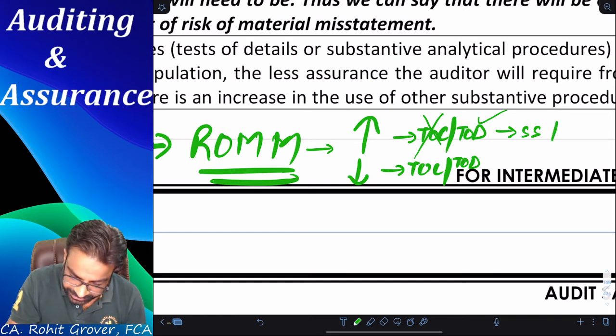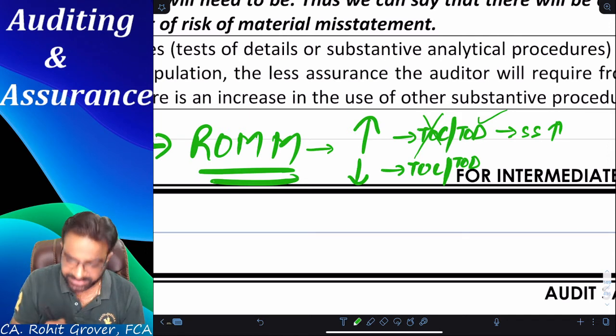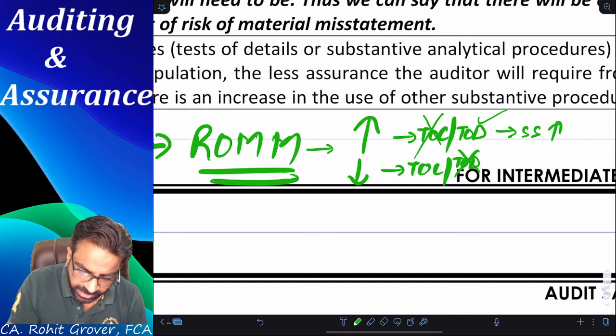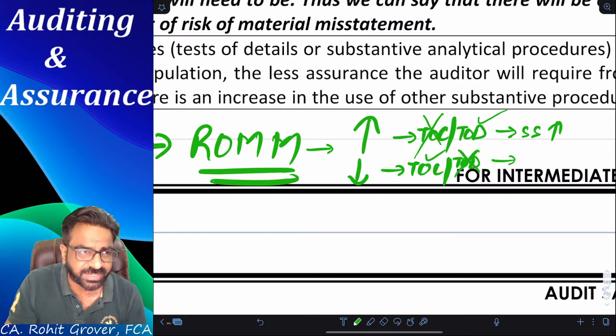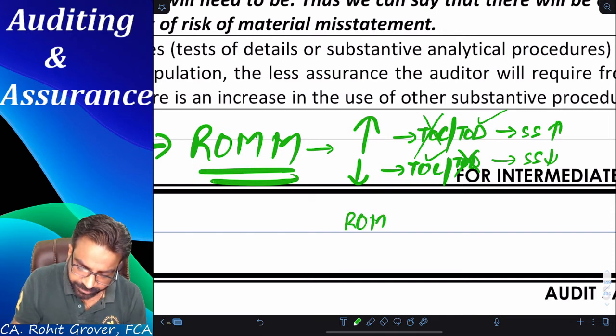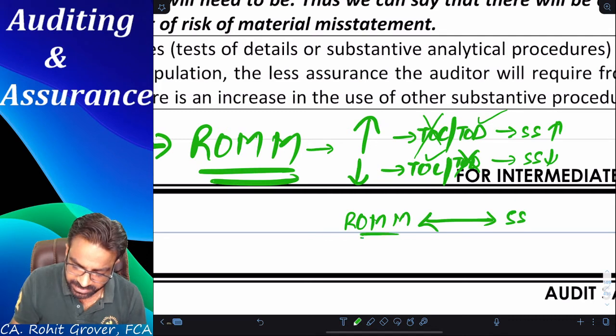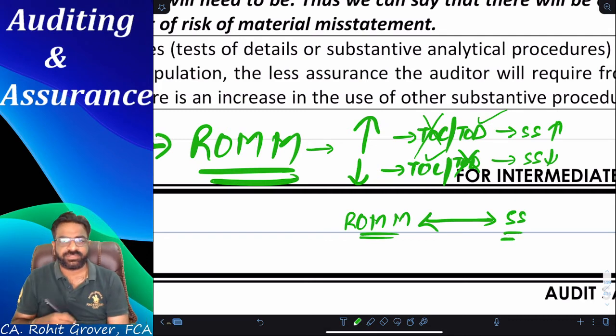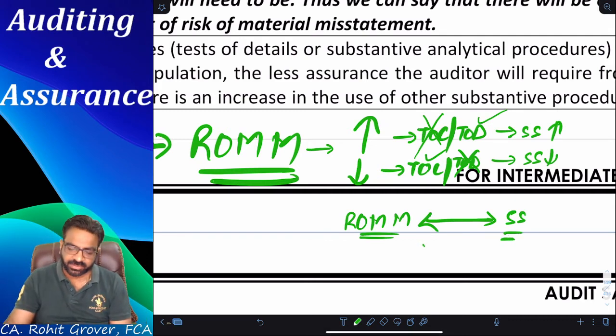Increased. And if the ROMM is low, will I go for TOD or TOC? TOC, because I can rely on their controls. So I will not go for TOD, I'll go for TOC. What will happen to my sample size? Decrease. So if we have to establish a relationship between ROMM and sample size, what kind of relationship will you establish? Direct relation. That's the purpose of this whole paragraph.